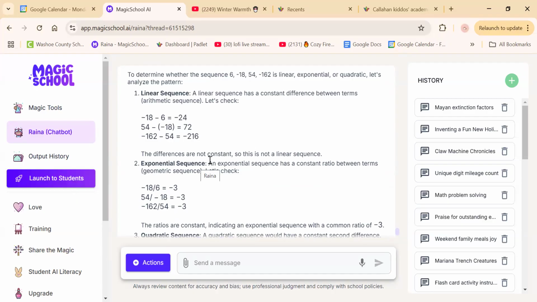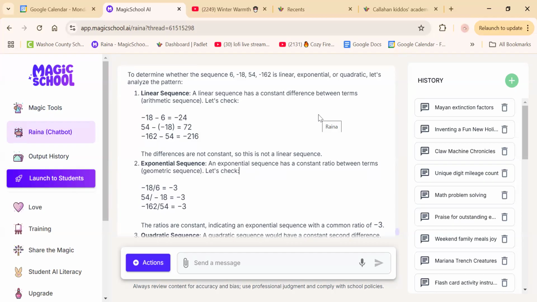Exponential sequence, okay? An exponential sequence has a consistent ratio between terms, like times by 3 or whatever. So negative 18 divided by 6 is negative 3. 54 divided by negative 18 equals negative 3. Negative 162 divided by 54 is negative 3. So you're dividing each of the numbers by the previous one.